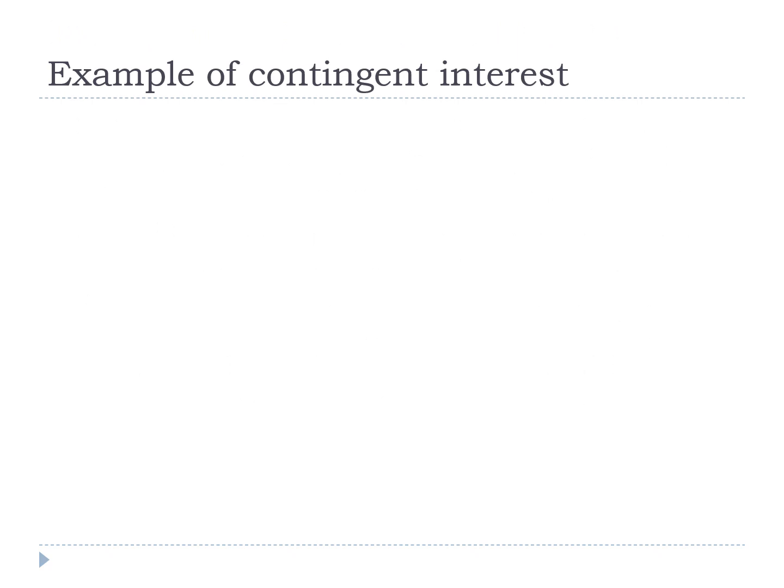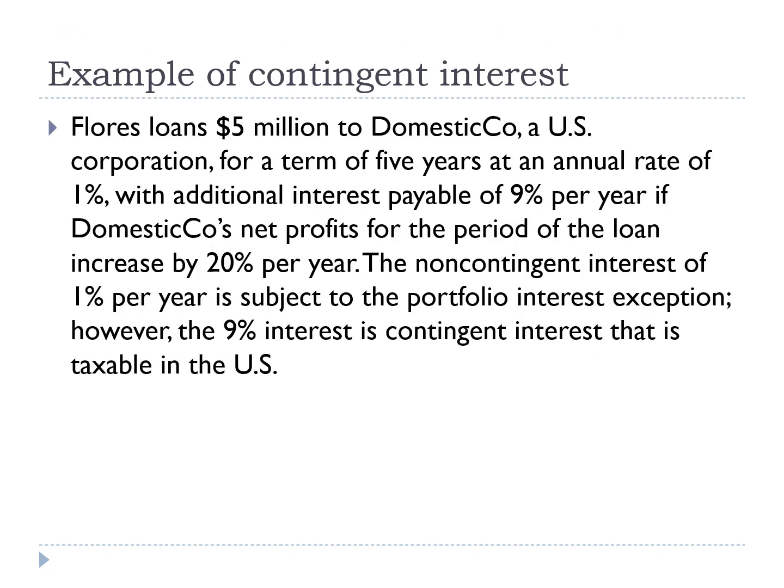Here's an example of contingent interest. Flores loans $5 million to Domestico, a U.S. corporation, for a term of 5 years at an annual rate of 1%, with additional interest payable of 9% per year if Domestico's net profits for the period of the loan increase by 20% per year. The non-contingent interest of 1% per year is subject to the portfolio interest exception. However, the 9% interest is contingent and is taxable in the United States.